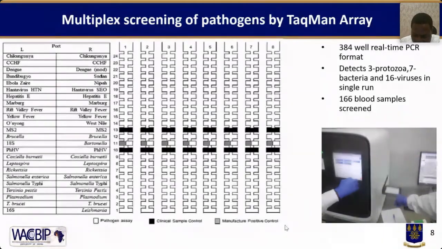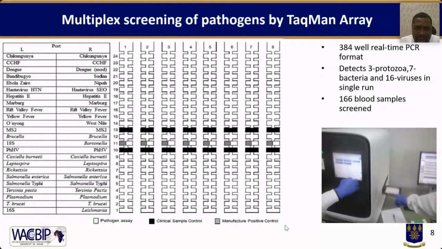And we are living in a very constrained environment, where resources are limited. Our diagnostic infrastructure is not as good. So if you want to do all these individual tests, it's going to be quite difficult. So our study was trying to do a multiplex screening of these pathogens using what we call a TaqMan Array.